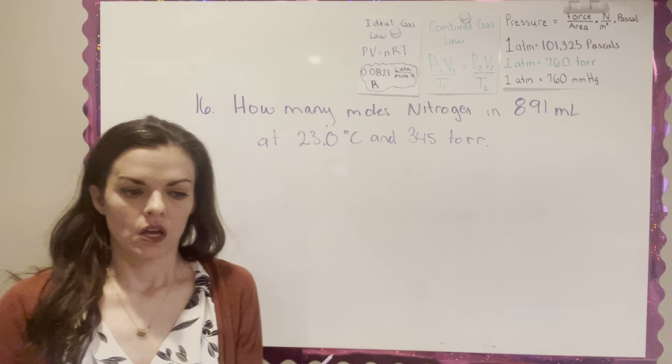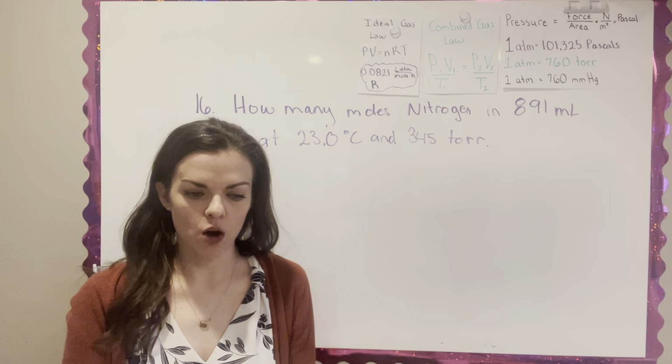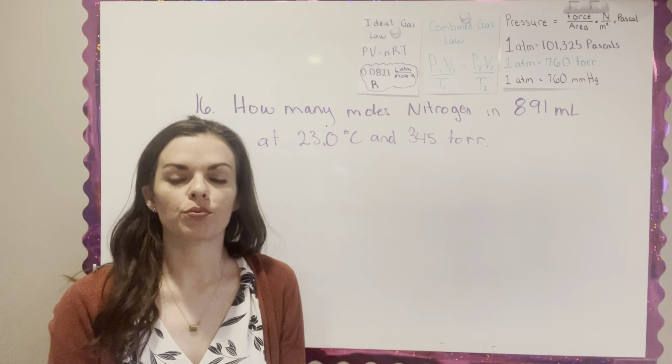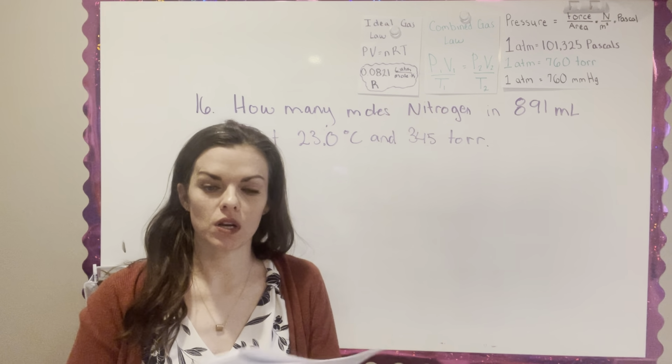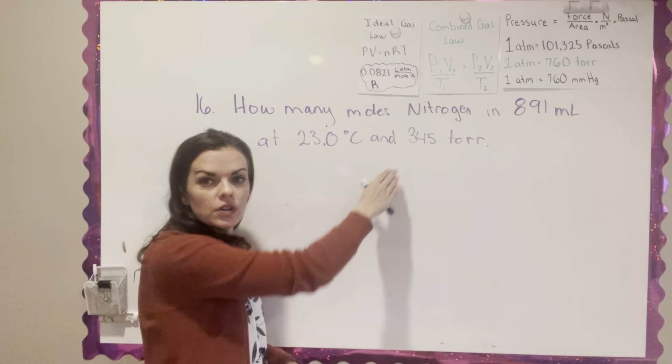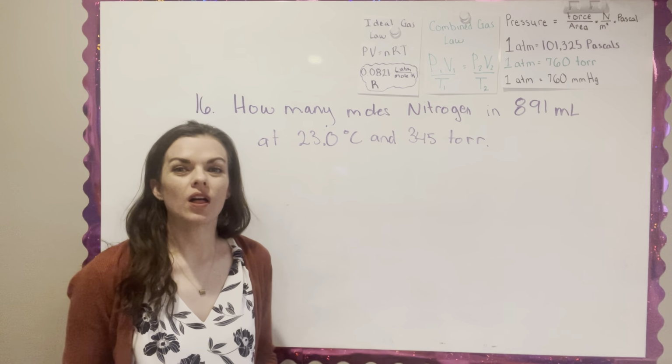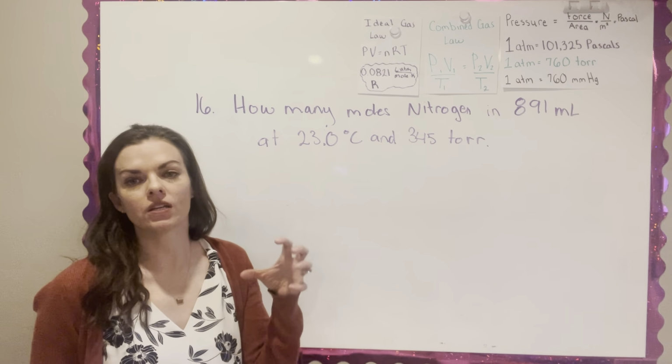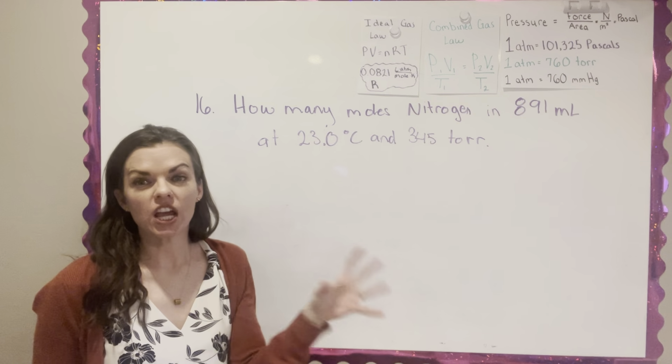Number 16 asks how many moles of nitrogen are present in an 891 milliliter container at 23 degrees Celsius and 345 torr. Well, I am not using one gas in one situation and changing it.